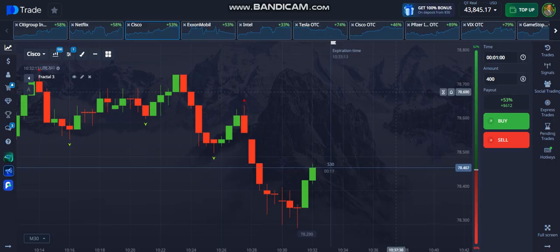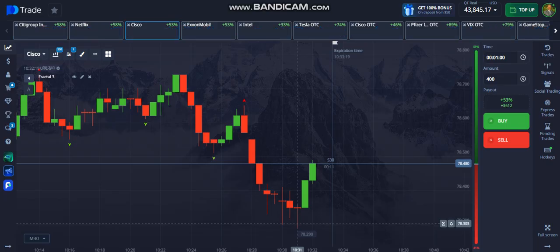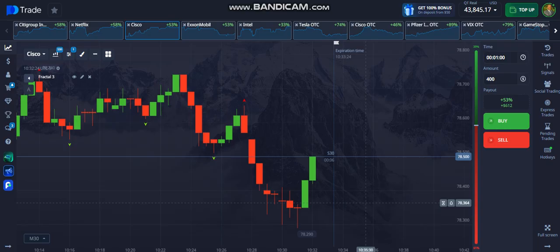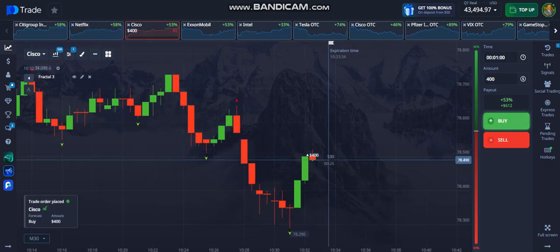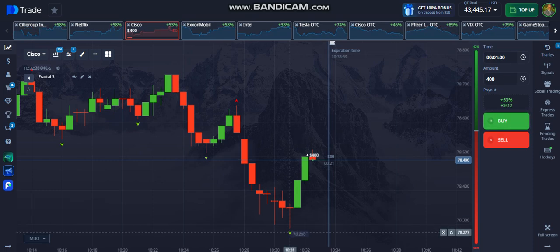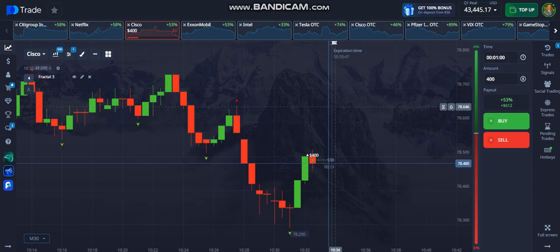Okay, so I'm back on Cisco again, and I'm expecting a reversal here, waiting for that green fractal to print so I can take the buy trade, which confirms the reversal. All right, there goes the fractal. All right, so I took a buy trade in the direction of the fractal here. So let's monitor this trade and wait for the expiration.